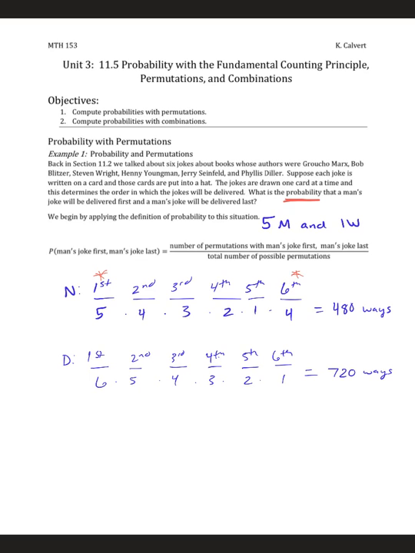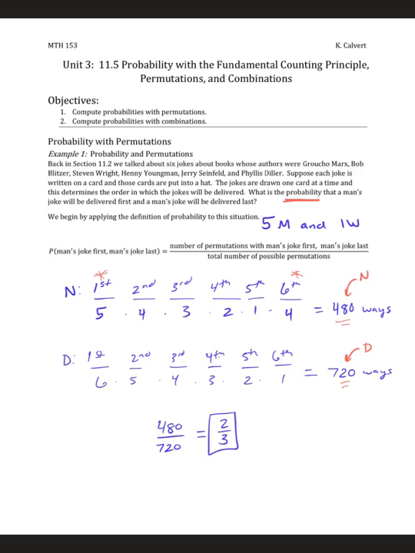So now to find the probability of this, we need to use these 2 numbers to create our fraction. Again, we said this is going to be the numerator and this is going to be the denominator. So we set up 480 divided by 720. Now we said we always want to reduce our fractions completely. This reduces to 2/3.